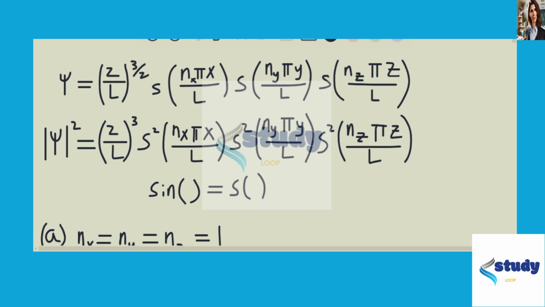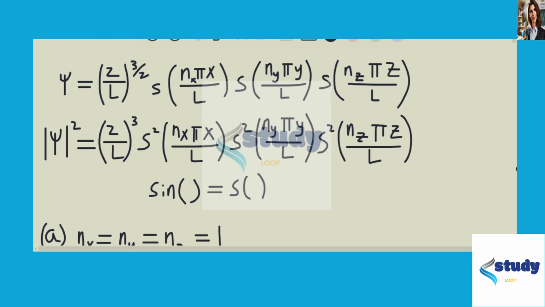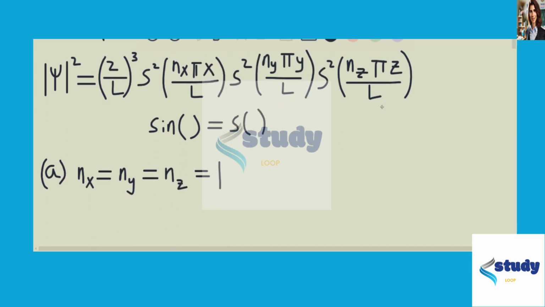So to determine what value of x, y, and z causes the probability distribution function to be maximum, notice that the function will have a maximum value when all the sine values are equal to plus or minus 1. Plus or minus because the values are squared, so the negative signs are going to cancel. So let's go ahead and type that out. The wave function is maximum when all sine functions are equal to plus or minus 1.